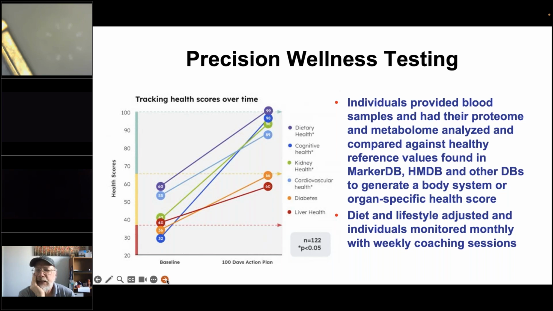So this is something that is now quite feasible, where multi-omics is becoming part of the practice of medicine. It's not just companies, but more and more what are called concierge medical clinics are doing the same sort of thing, integrating multi-omics to make assessments and to implement action plans.